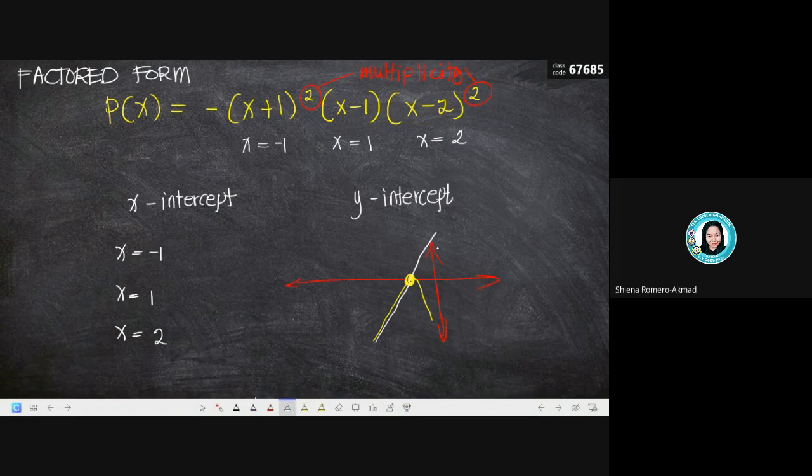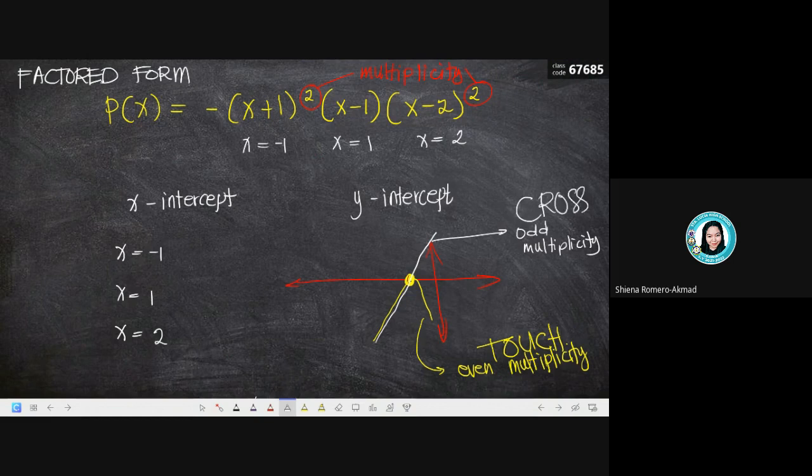So, para mas maintindihan ninyo, odd multiplicity, and the other one is even multiplicity. Okay? So, kapag even multiplicity, touch, but not cross. The other one, pag odd multiplicity, it will definitely cross.